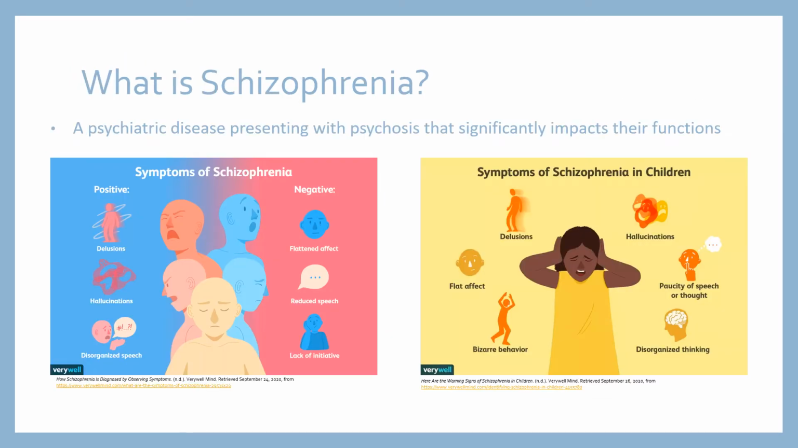Before we delve further into making this connection between schizophrenia and the eyes, it's important to know what schizophrenia is. Schizophrenia is a psychiatric disease with psychosis that significantly impacts an individual's function. While schizophrenia as a word means the splitting of the mind, schizophrenia does not mean a splitting of personality. Rather, schizophrenia describes an array of psychosis-related symptoms and behaviors.